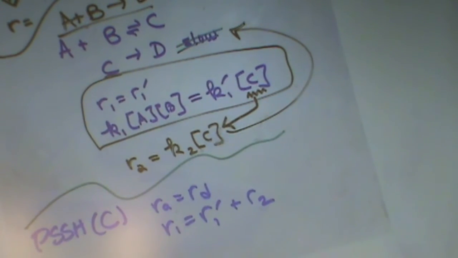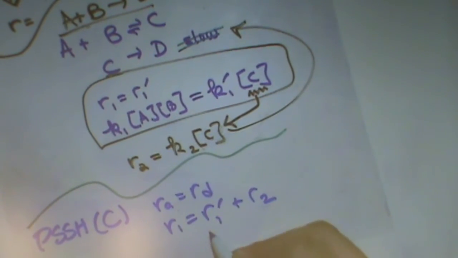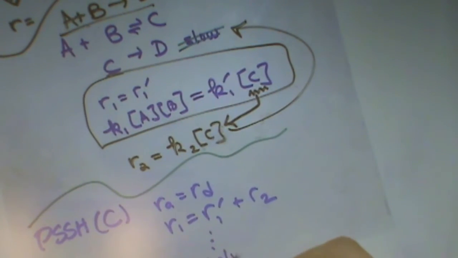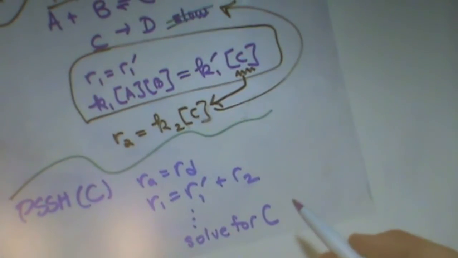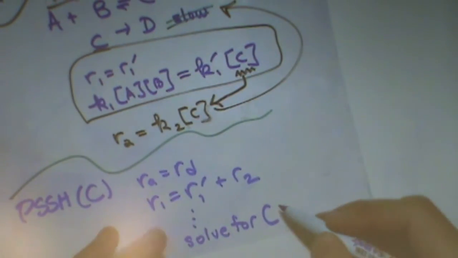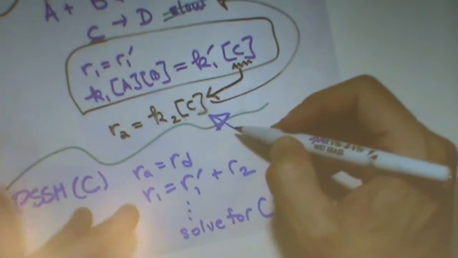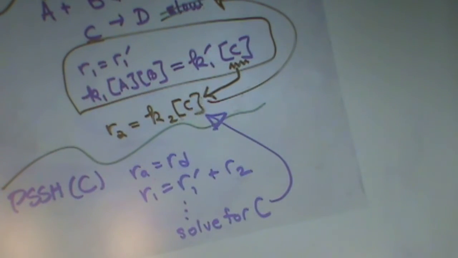You do the same sort of thing, solve for C, and then what do I do when I find C? I plug it back into the same original equation. So I'm still solving for C, I'm just solving for it in a different way. I'm using PSSH, and for the top one, the one that has reversible arrows, the forward rate equals the reverse rate.